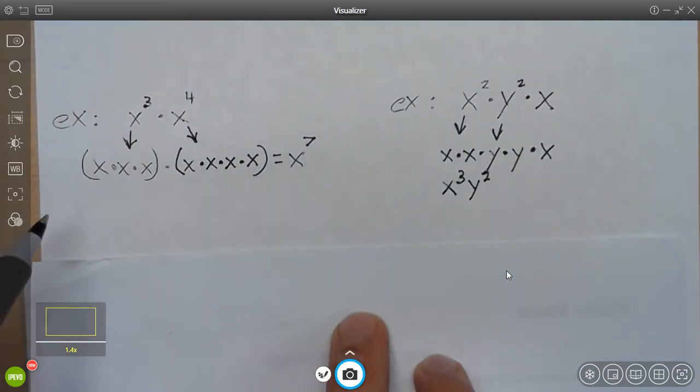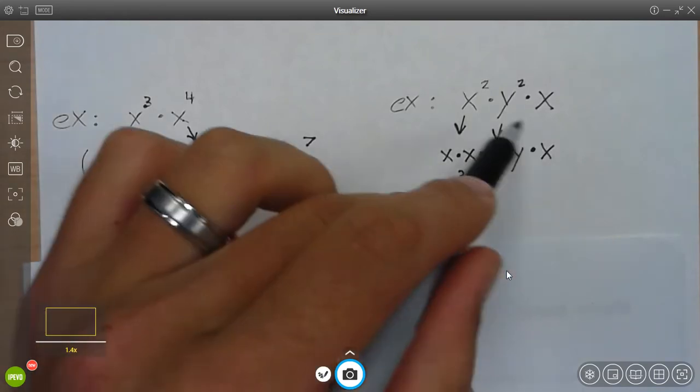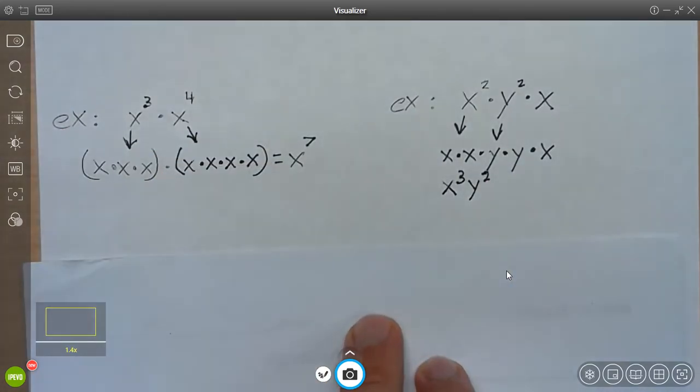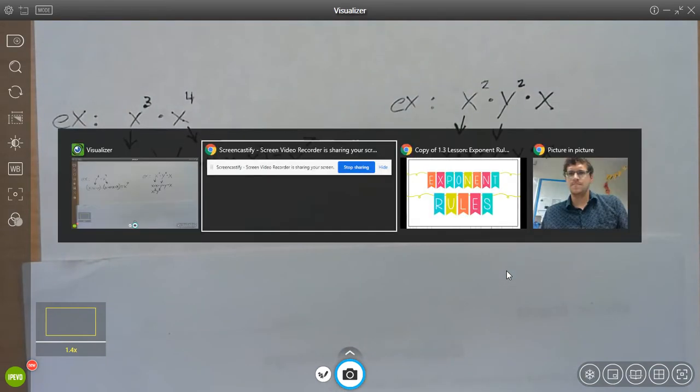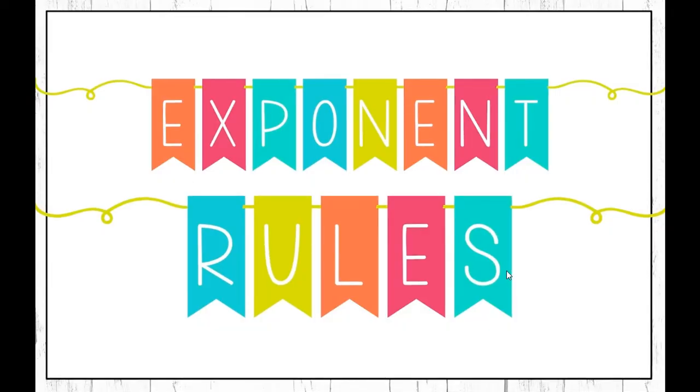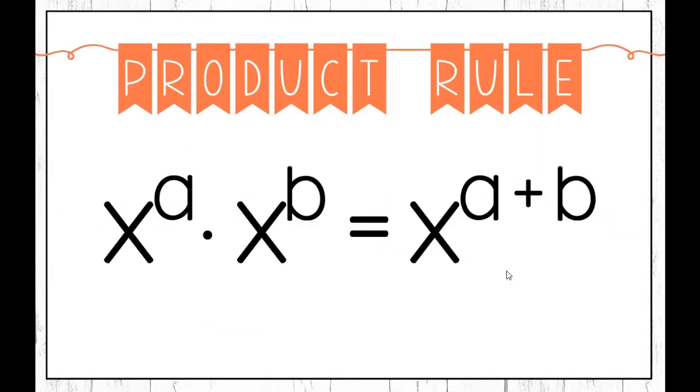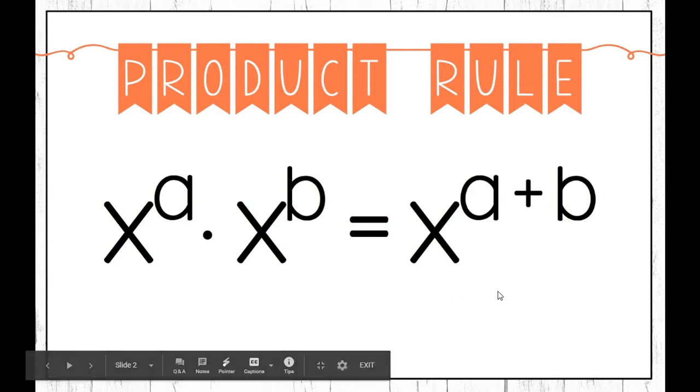But the thing is, we don't have to write this out every time. We don't have to show all of these steps. We can use this rule to help us out, and that is called the product rule. So this is something you need to take down in your notes. What you can actually do is just end up adding the powers together. So like when I had x to the third times x to the fourth, that's the same as x to the 3 plus 4 power, x to the 7th. So that's going to save us a lot of time.